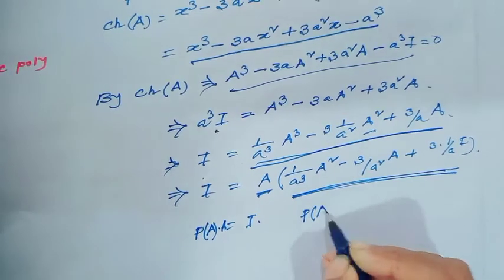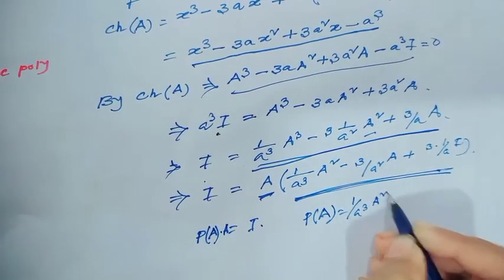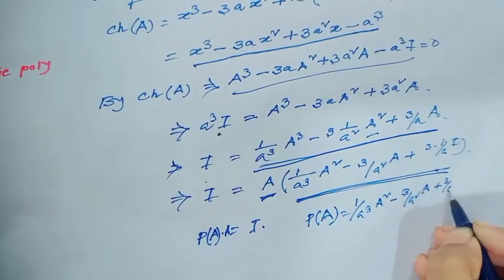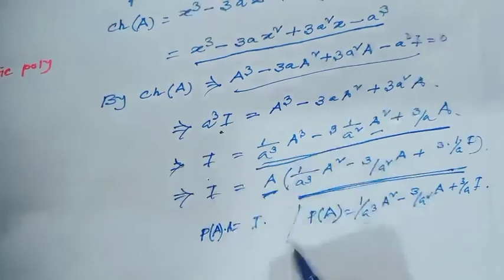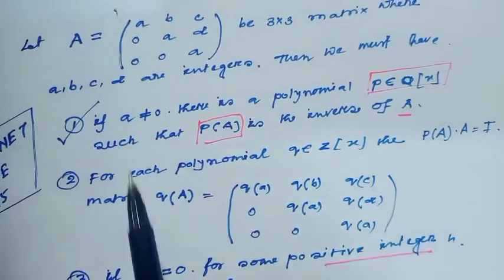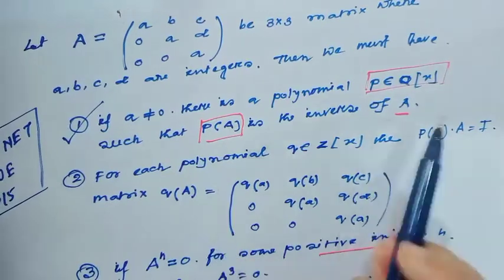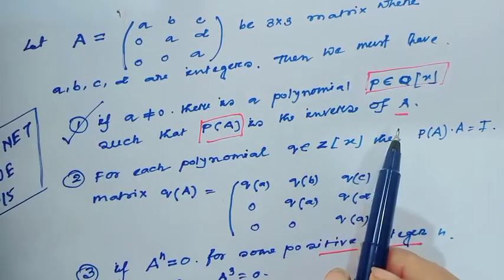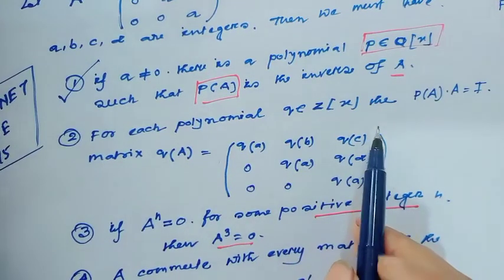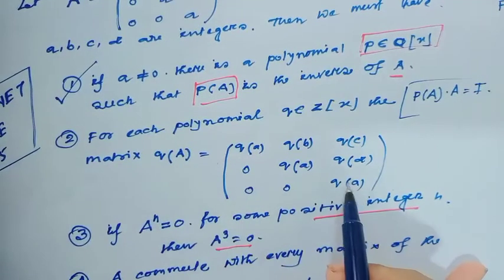That means here P(A) equals 1 over a cube times A square minus 3 over a square times A plus 3 over a times identity. Are you getting what P(A) is? So obviously option 1 is the right option: if a not equal to 0, then there is a polynomial P in Q[x] such that P(A) is the inverse of the matrix. Option 2, for each polynomial Q in Z[x], the matrix Q(A) would be of such type. This would be true.